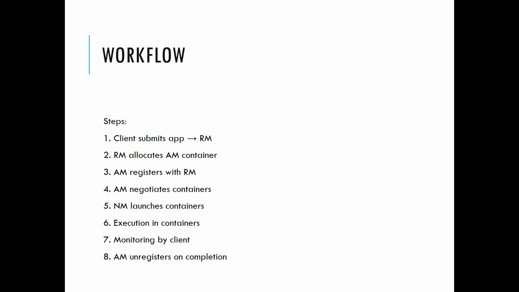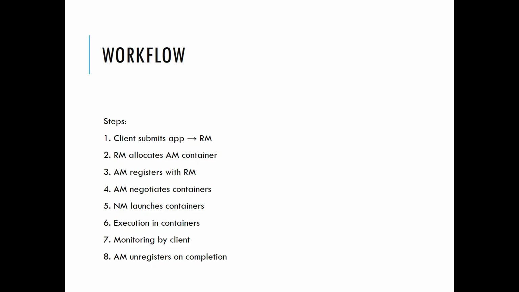Step 1. A client submits an application to the resource manager. Step 2. The RM allocates a container and instructs a node manager to launch the application master for that application. Step 3. The application master registers itself with the resource manager. Step 4. The AM negotiates for and requests additional containers from the RM for its tasks.